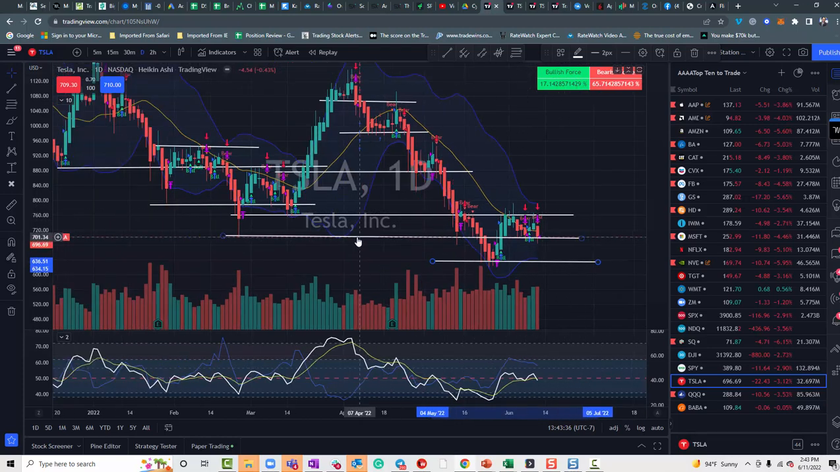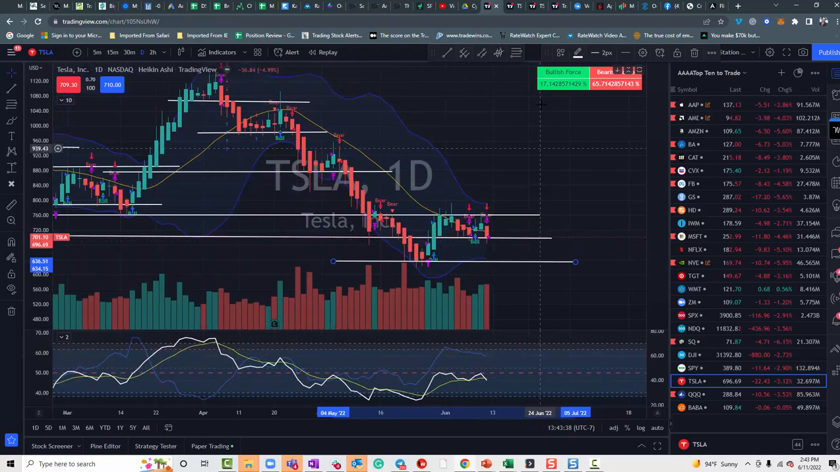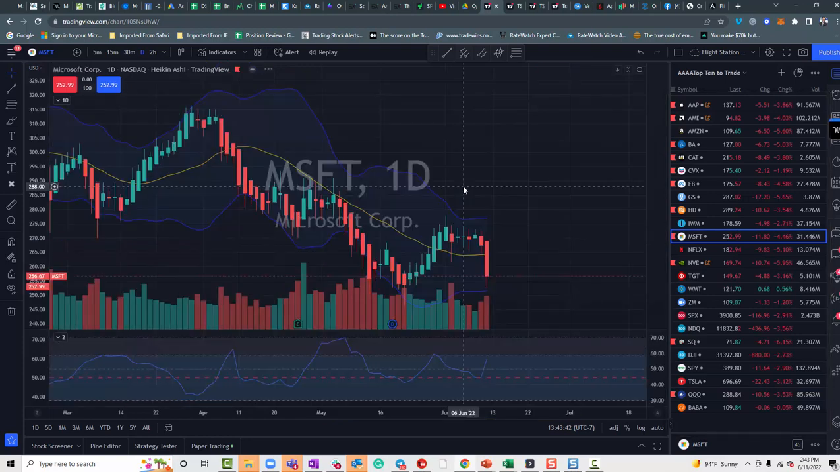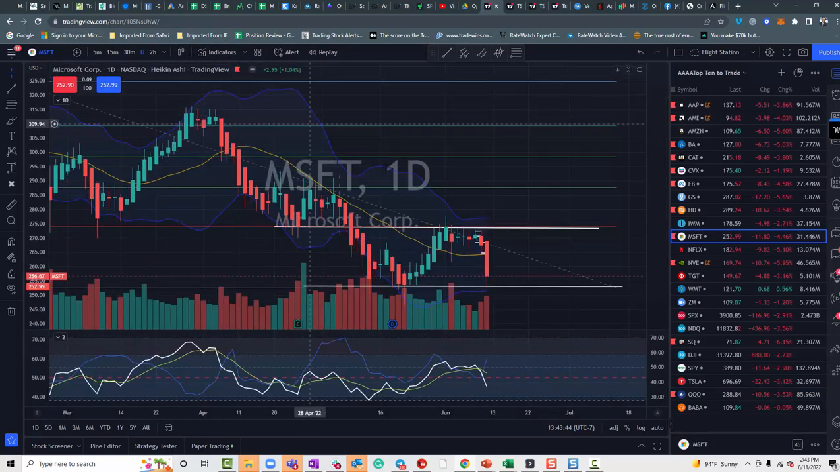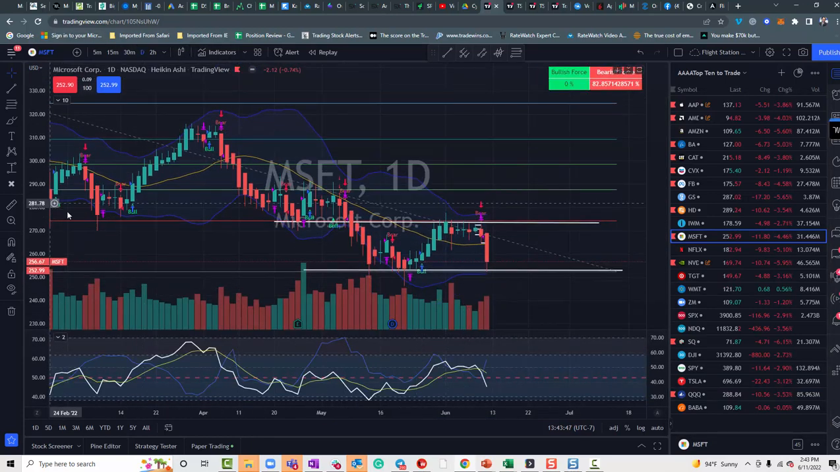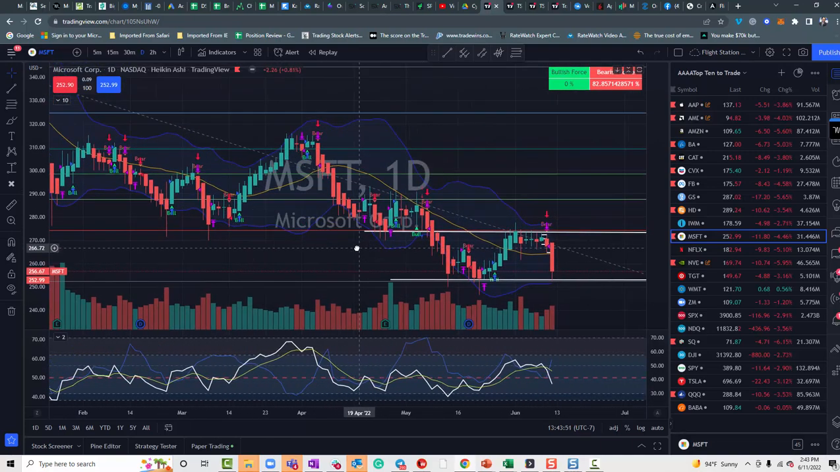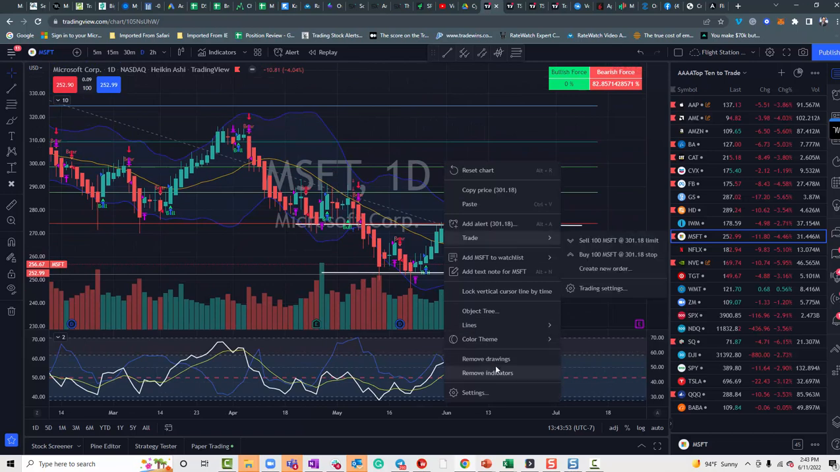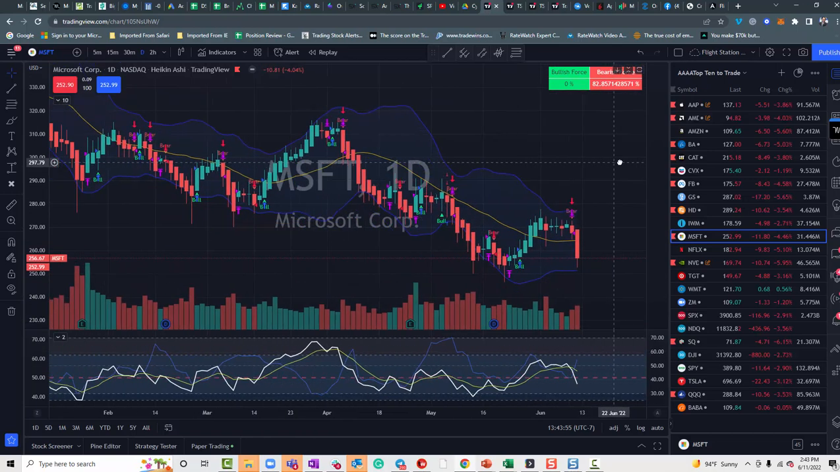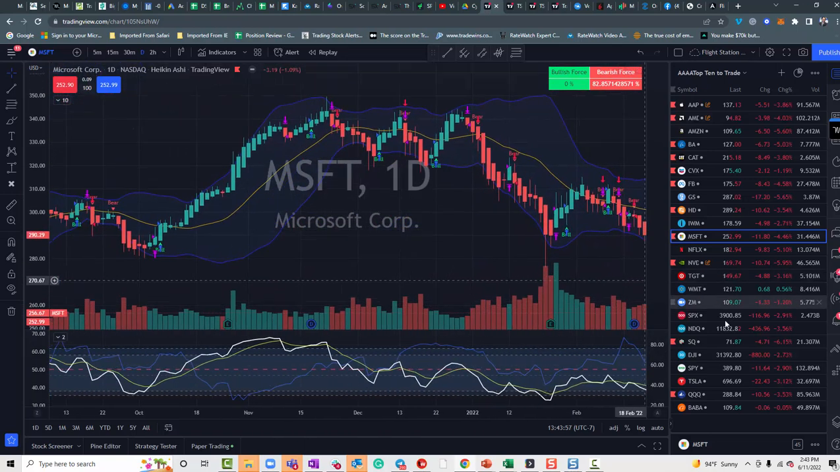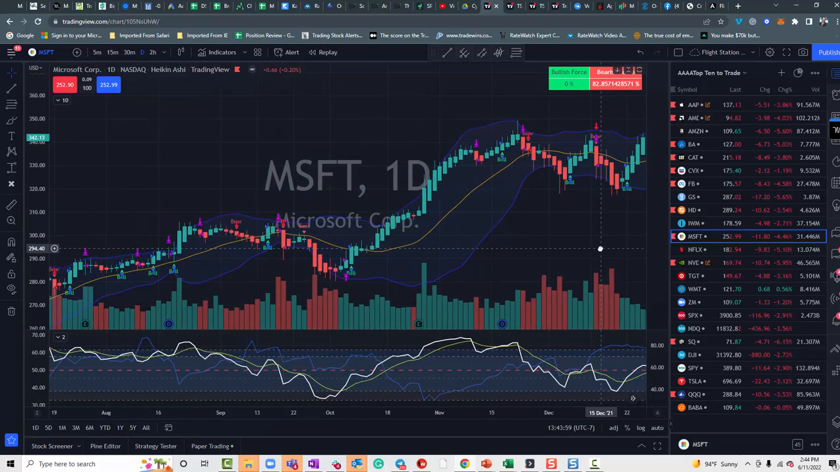I'm gonna do just a couple more on a different stock. We'll just randomly go to Microsoft here. And by the way, I'm on the day chart. It doesn't matter. Every chart is the same. It doesn't matter what time frame you're in. So let me get rid of all the drawings. We'll get nice and clean here. And we'll just kind of start here.